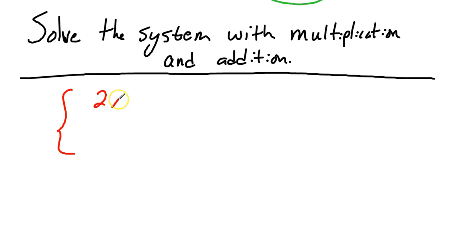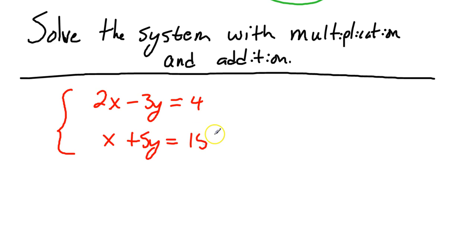All right, let's go with 2x minus 3y equals 4. All right, so for this one, let's go with x plus 5y equals 15.